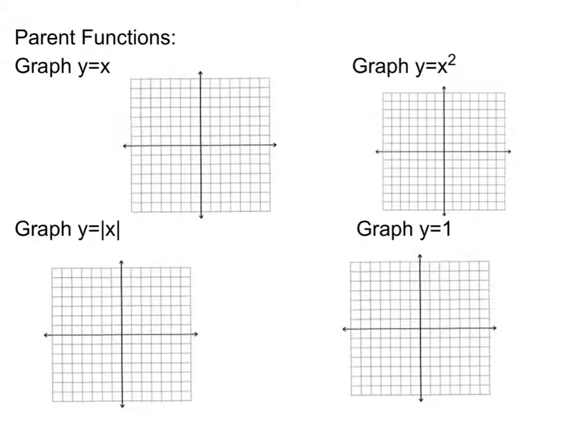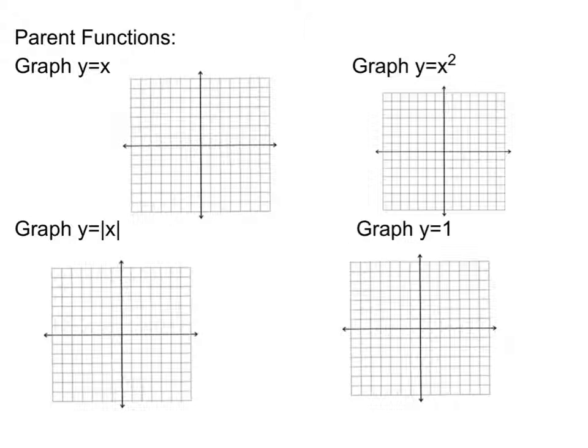Okay, what I'd like you to do first is graph these four parent functions. This is the parent function y equals x, the parent function y equals x squared, y equals absolute value of x, and y equals 1. These are the first four parent functions that you're going to need to know, that you should just be able to, right off the bat, draw the graph or know exactly what it looks like. So if you don't already know, make a table and graph the table so that you can figure these out, but these should be pretty quick and easy for you to graph. So go ahead and graph these four and hit pause.